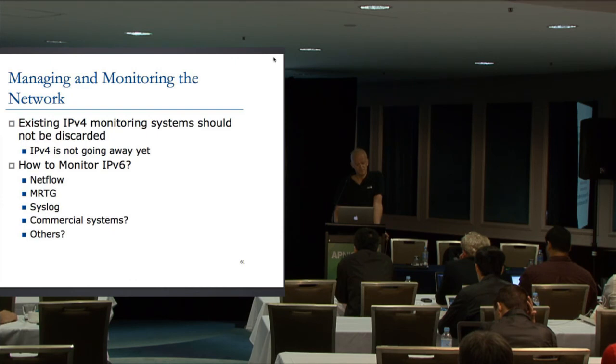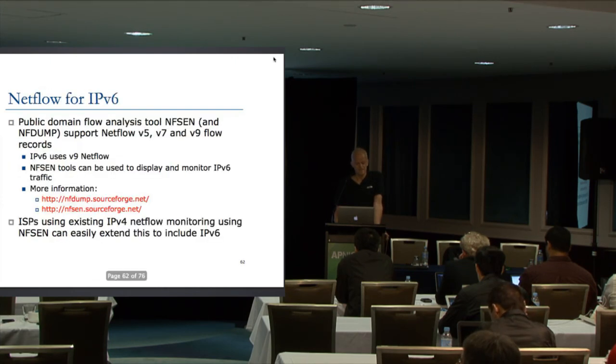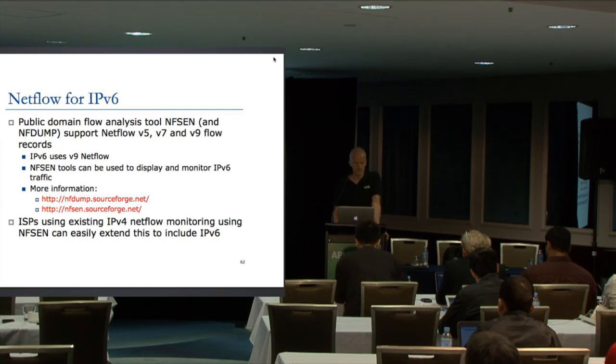Right? For example, NetFlow. This is not going to be exhaustive, but for NetFlow, there's a public domain analysis tool, NFSend, which is pretty nice. NFDump is the dump tool. It will listen for flow exports from your routers. It supports Cisco's NetFlow version 5, version 7, version 9 flow records. v6, of course, uses version 9. NFSend tools can be used to display and monitor v6 traffic. That's a very simple way of doing it. You can get commercial solutions around NetFlow and other flow information that can display your v4 and v6 traffic.